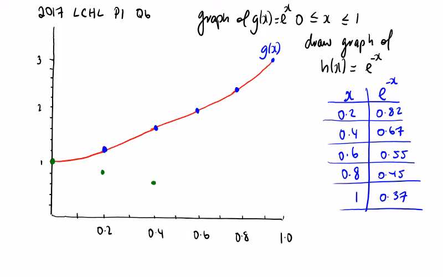approximately here. 0.6, 0.55. Now you were given the graph in the exam, so it would be a little bit more accurate than doing it like this. 0.45 here and 0.37 approximately here. So it's coming down like this and curving off a bit. It's not a straight line. So there are the 2 graphs drawn. Now let's look at part 2.